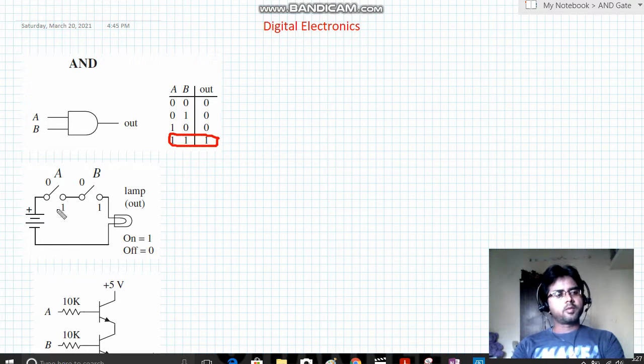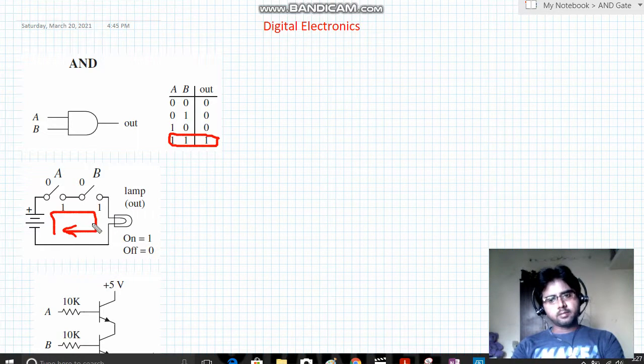It means when both inputs are connected to logic 1, only then will the electricity flow, the current will flow, and the bulb will be on. If any one of the switches is open, either A or B, you will not get current flow, so there will be no output and the LED will be off. So this is a simpler representation and understanding of AND gate.